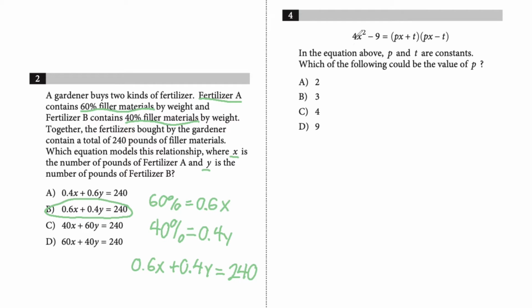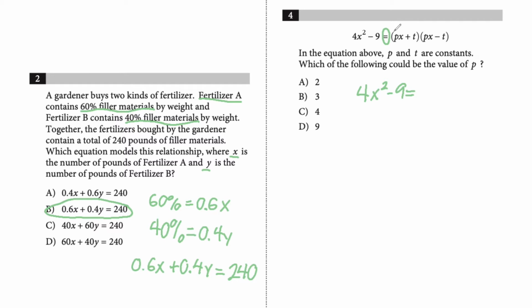Number 4 asks, 4x squared minus 9 equals (px plus t) times (px minus t). In the equation above, p and t are constants. Which of the following could be the value of p? So the most important thing about this equation is this equal sign in the middle. This tells us that the left side and the right side are going to be exactly the same. So on the left we have 4x squared minus 9.